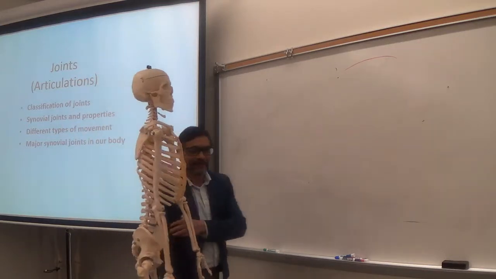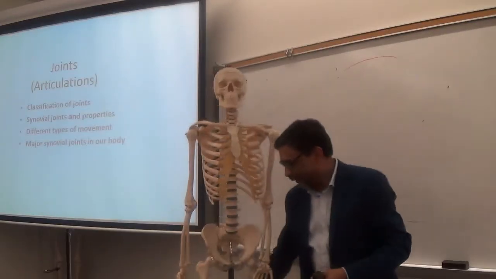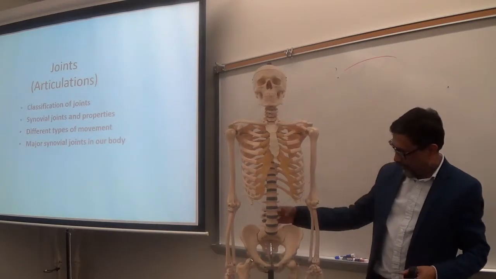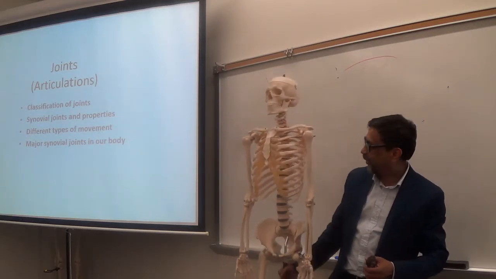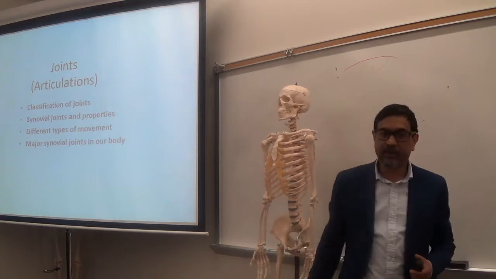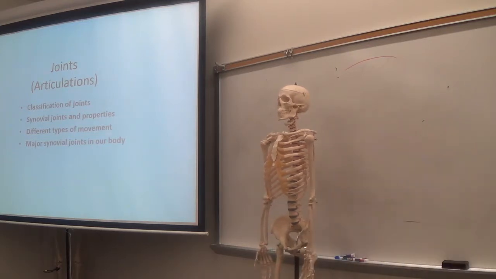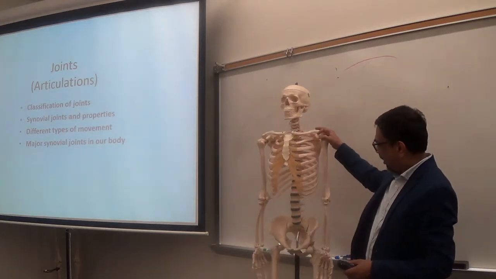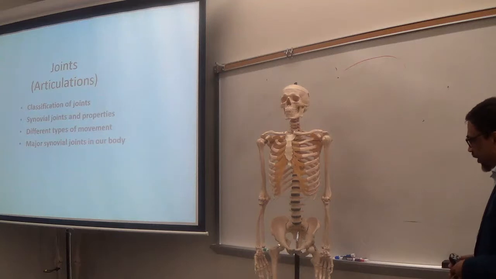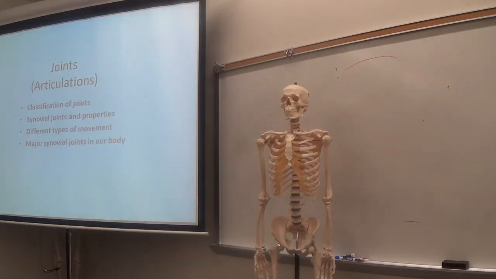Okay, so this is the skeleton and the bones. In adult skeleton, we have 206 bones, and they are attached to each other to form the skeleton. At the joints, the bones are attached to each other. So we'll see how we classify the joints.